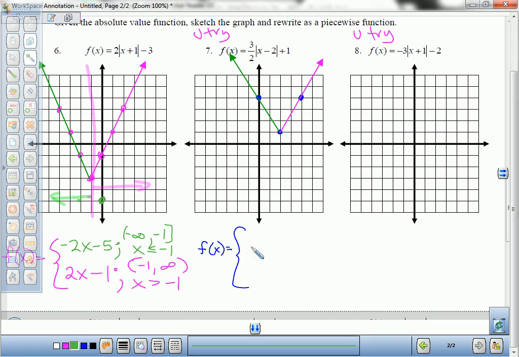Alright, so here we go. Left side. Down 3, right 2. So it's negative 3 halves x, 1, 2, 3, 4, plus 4. And those are for the x values that are less than or equal to 2, which you would write like this. Okay? The right side is the positive. And if I kept going, it would intersect down here at negative 2. And those are for x values that are greater than 2, which would look like this.